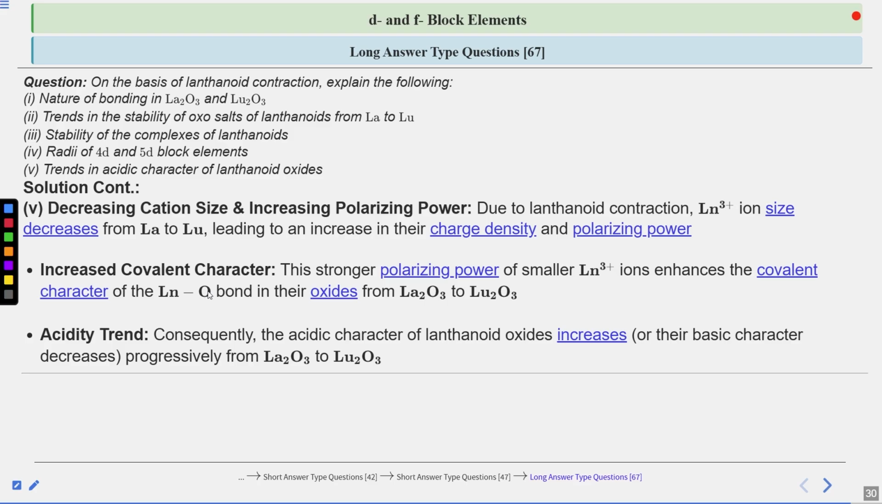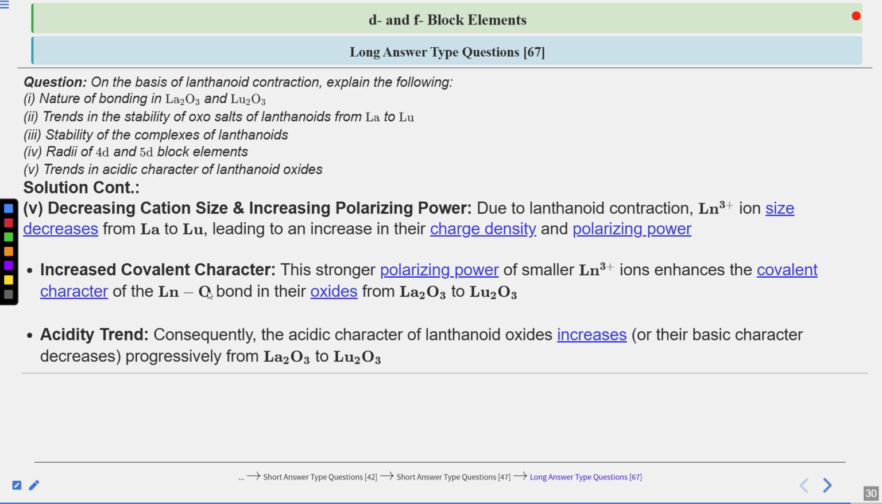They are interrelated: when the lanthanoid contraction is happening, their ionic size is decreasing, due to which the charge density and the polarizing power are increasing along the lanthanoid series. And due to the stronger polarizing power, the covalent character from lanthanum oxide to lutetium oxide is increasing, due to which the acidic trend along the lanthanoid oxides will increase from lanthanum to lutetium, or you can also say the basic character will decrease.